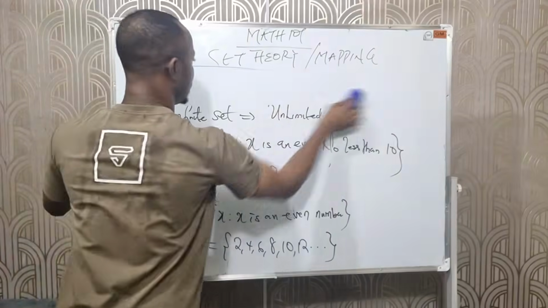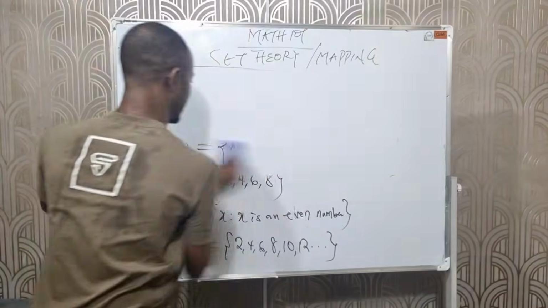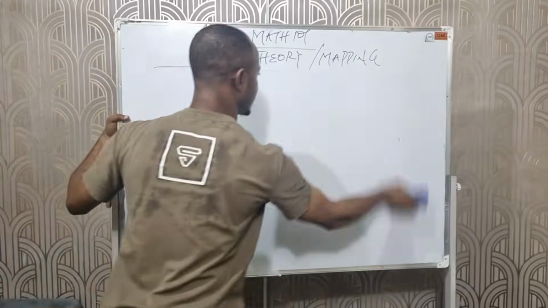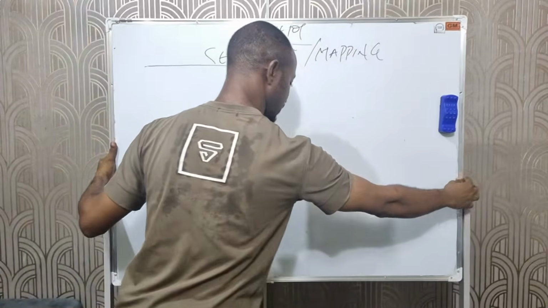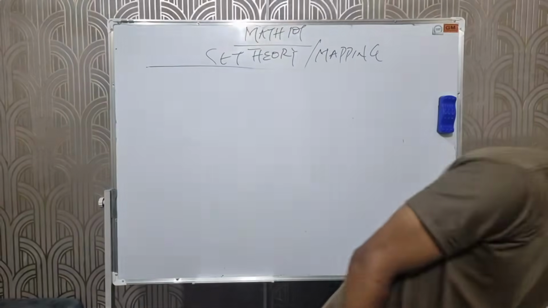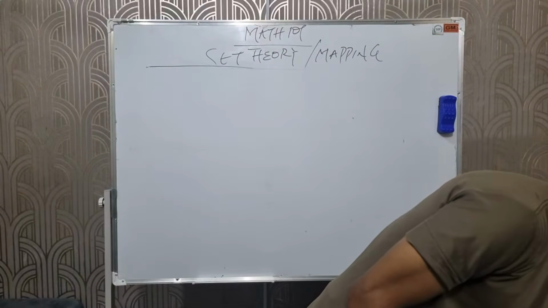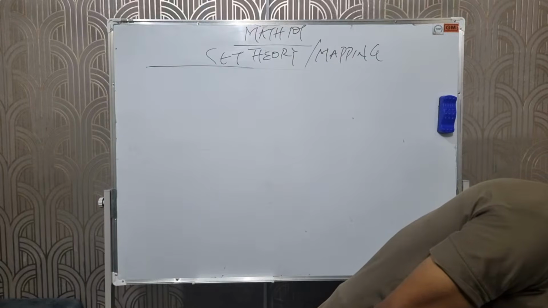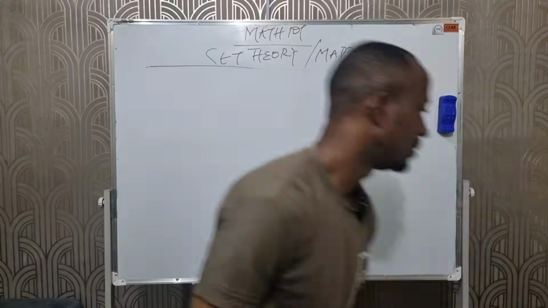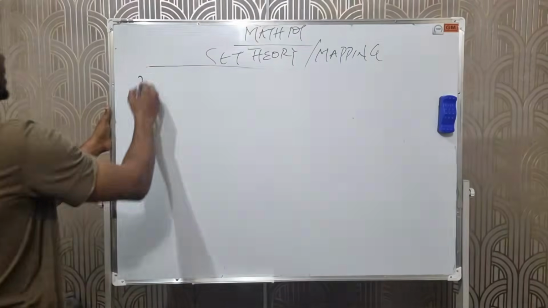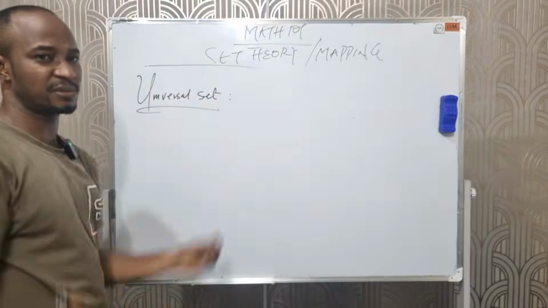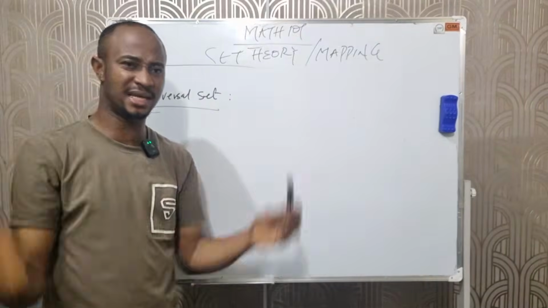Let's go into other aspects of sets I want us to talk about, then we'll solve your past questions. The last one we'll look at now is called the universal set. This is a set that contains every other subset. It's a set that houses every other subset.